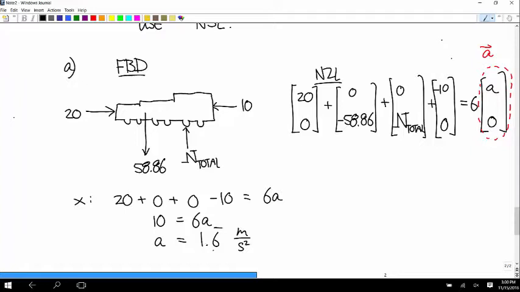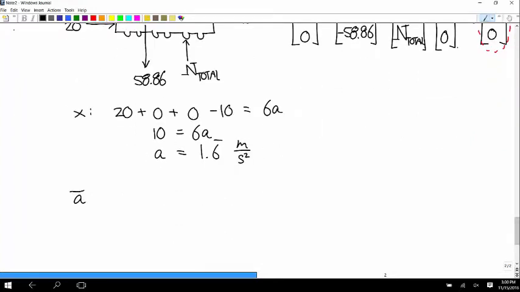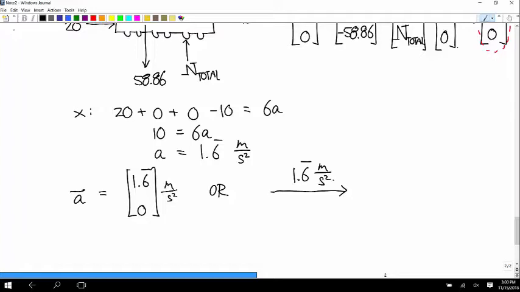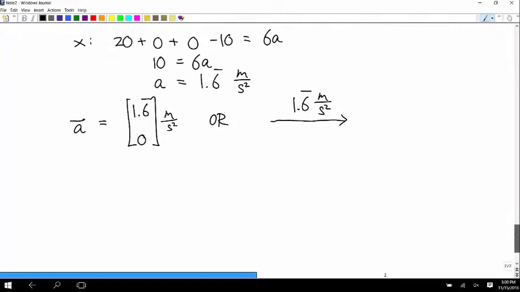And now we take this positive 1.6 repeating, plug it in to the acceleration vector, and we get that the acceleration of this system is 1.6 repeating for x, 0 for y, or in other words, that's in the positive x direction, so you can think of it as an acceleration in that direction with a magnitude of 1.6 repeating meters per second squared. Okay, so now we're going on to the second step. Anybody have any more questions about that step?